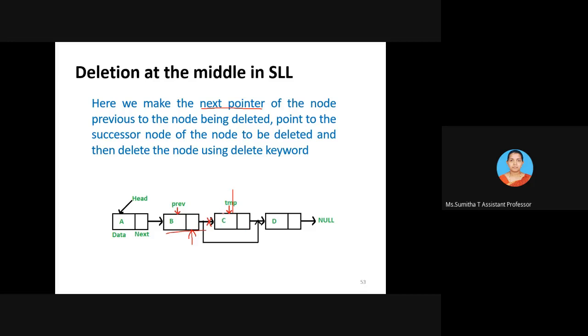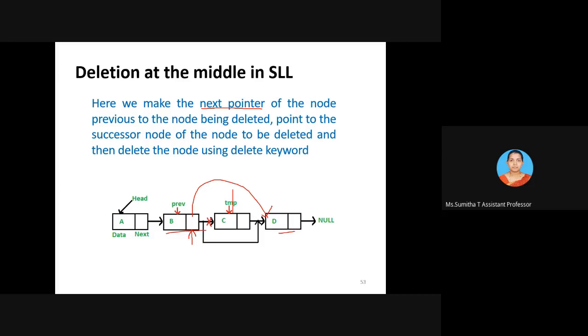This is the temp node. Which node is the successor of that particular node? That is the T node. So it points to the successor node of the node to be deleted, and then we delete it. So it points to this and deletes the middle node. Okay, is it clear? This is the process.